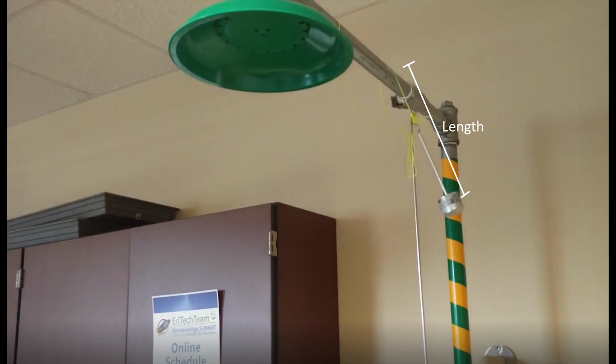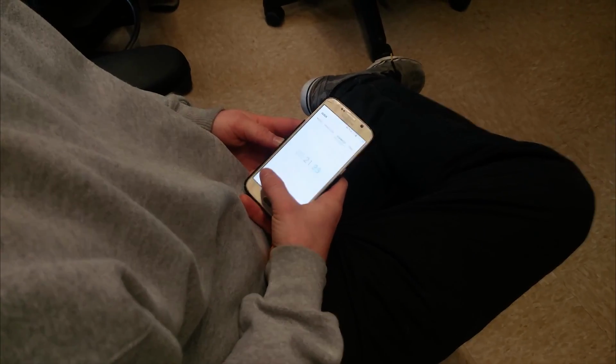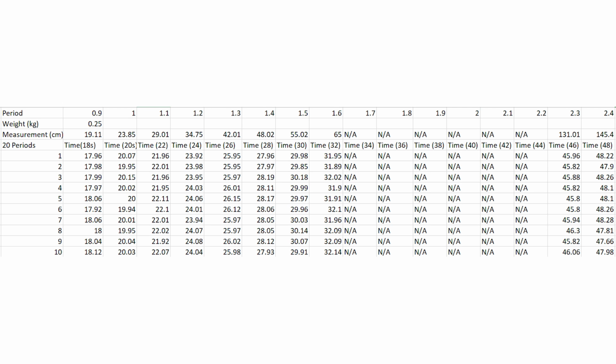Then we measured the length of that string to the center of the mass, and moved on to a 1.0 second period and then a 1.1 second period, all the way to a 2.4 second period. So it's 16 periods total, and all of that gave us this set of data. If you're wondering why there's a bunch missing, it's because we ran out of time and needed to finish, so we just skipped to the end and called it good.